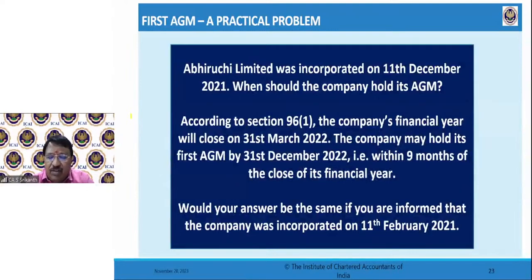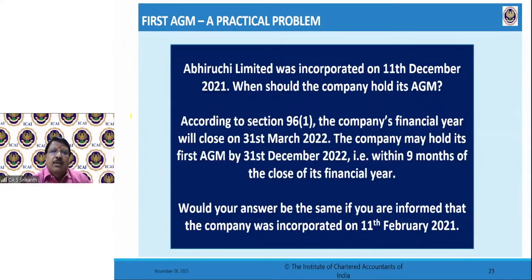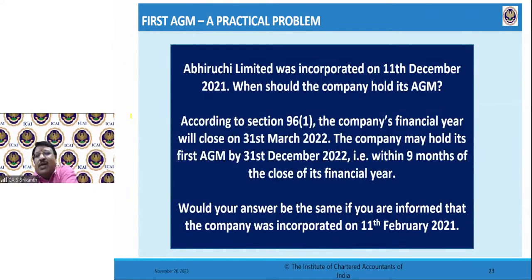The company is incorporated on 11th February 20. See, basically, ma'am, listen to me, normally the financial year should end on 31st day of March every year. So, in this case, the company was incorporated on 11th December. When should the company hold its AGM? Next year, 31st March 2022, no problem. Okay, sir, you bring it under the exception, sir. What does it say? Where a company is incorporated on or after the first day of January every year, it will end on the 31st day of March following year. Same logic, even if you apply the exception rule, it will be on 31st March.